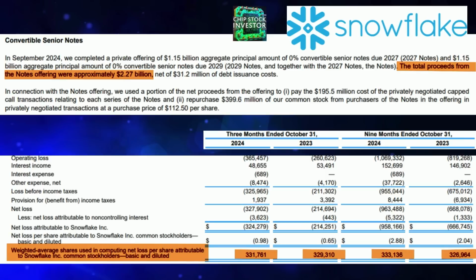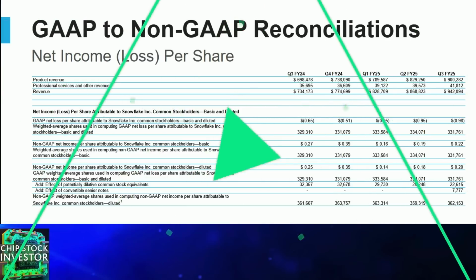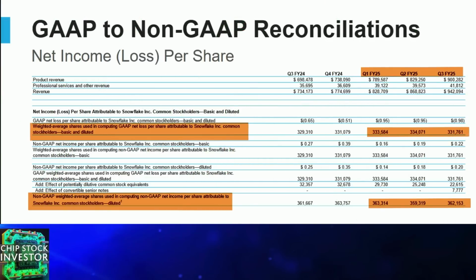Take a look at that bottom line we have highlighted in orange there. You can see the share count for 2024. This is on a GAAP basis. The share count has risen about 2% compared to where it was last year. And this is on a non-GAAP basis. You can see that the share count has peaked at the beginning of calendar year 2024, fiscal year 2025.